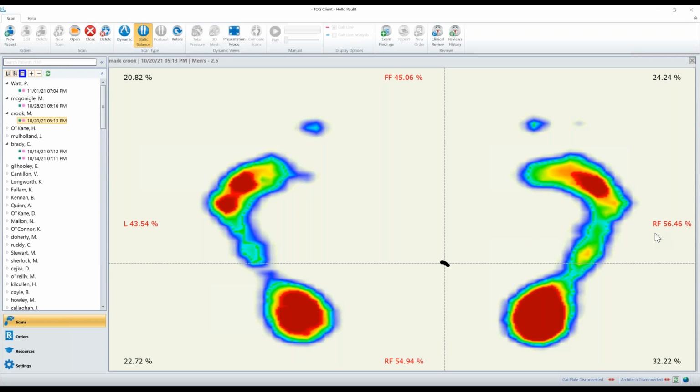And it's one of the things that we have seen over the last few years. We have some customers who do a lot of volume of orthotics, but they use the GaitScan every single day. They use the GaitScan on all of their patients, but they use the GaitScan not only for orthotics, but also to drive rehabilitation within their practice.